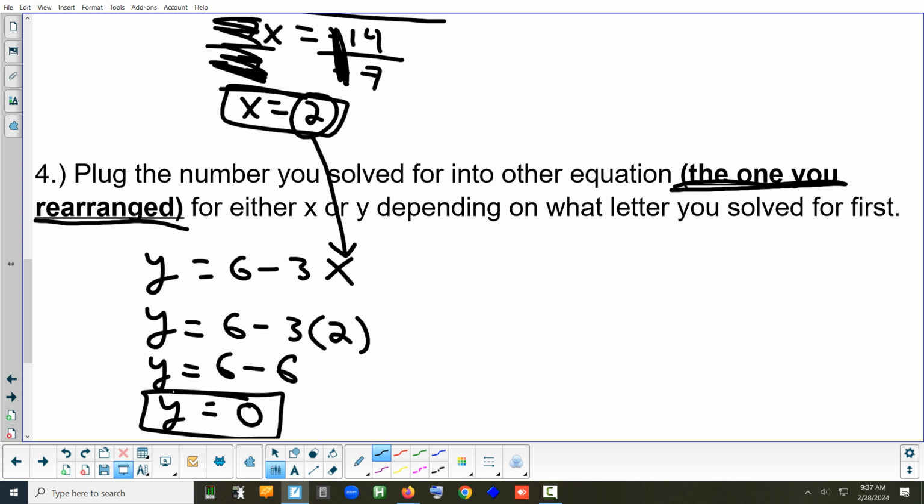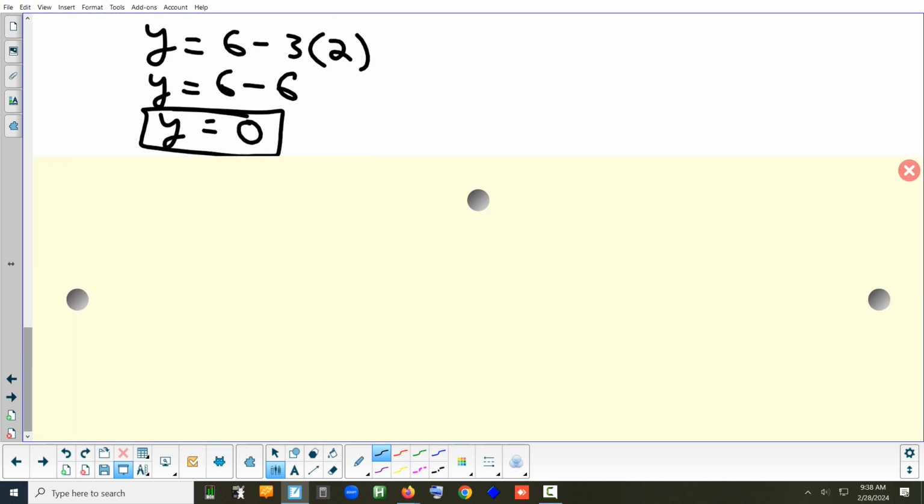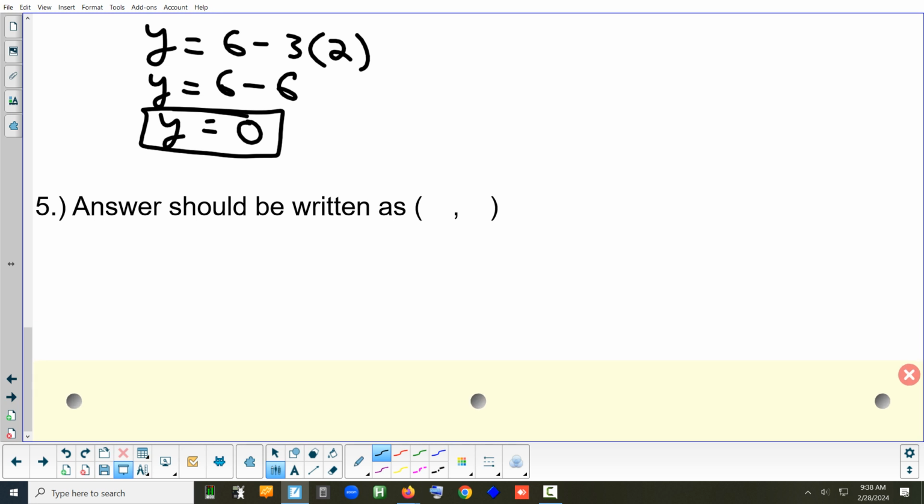There you go. So once you figure out one of the letters, it's usually only like 3 steps to get the other letter. The first letter takes a while to figure out. The second one doesn't. Okay, so any question on that? Now step 5, I think step 5 was just to check your answer, or write it as a coordinate. Okay, so yeah, we can write that.